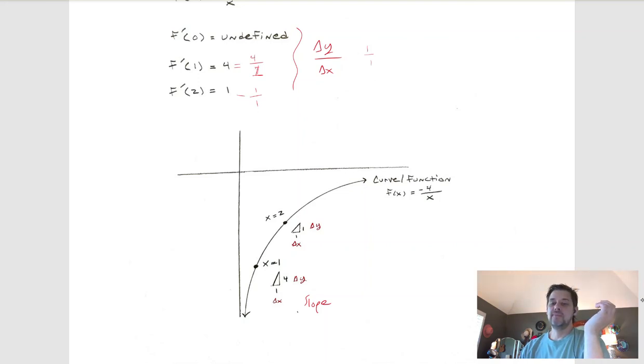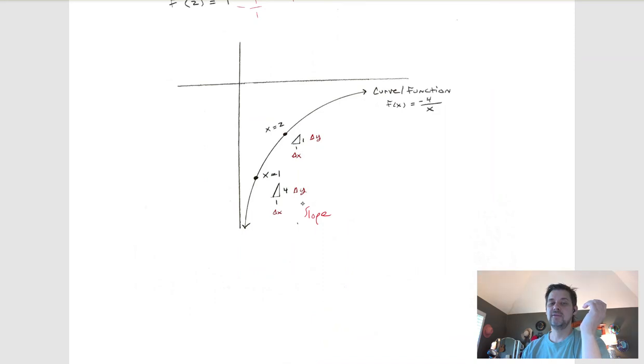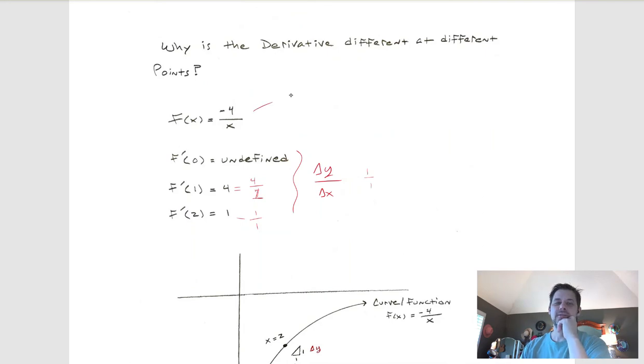Okay. Now, what about the undefined? Like, why is the derivative at 0 undefined? Well, no matter how you interpret the derivative, whether you think it tells you how the variables change together, or that it tells you the slope of the curve, the rise and the run at any particular point, this curve is such that there is no point on the graph at x equal to 0. I mean, there just isn't.